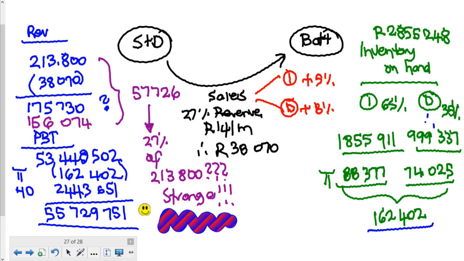But then at the top there, I add the two. I get 213,800. I take off the 38 and I get 175,730, which doesn't balance to the number they gave us, which was 156,704. Then I thought, let me check what is the difference that they've got. When I look at the difference between the 213 and the 156, it's 57,726. And if that's 20% of a number, what is that number? The number comes out to be 213,800, which is the total sales.